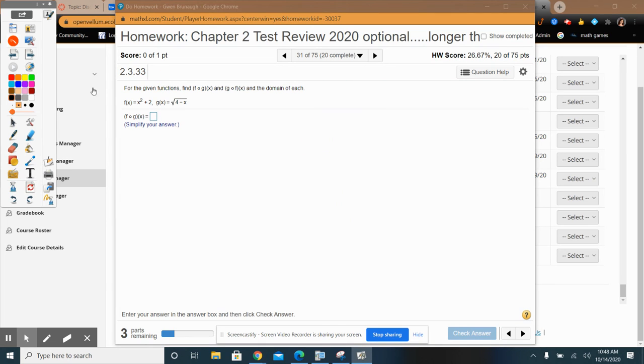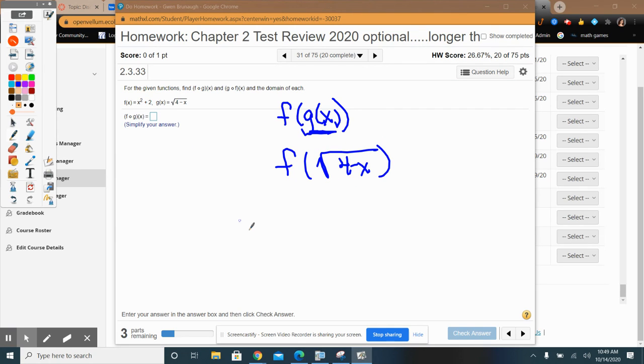Okay, here's more of f of g. Some of you had these backwards. You had the right answers in the wrong spot. So this time g goes into f. So it's f of the square root of 4 minus x. So this goes into the f in parentheses: square root of 4 minus x, squared, plus 2.